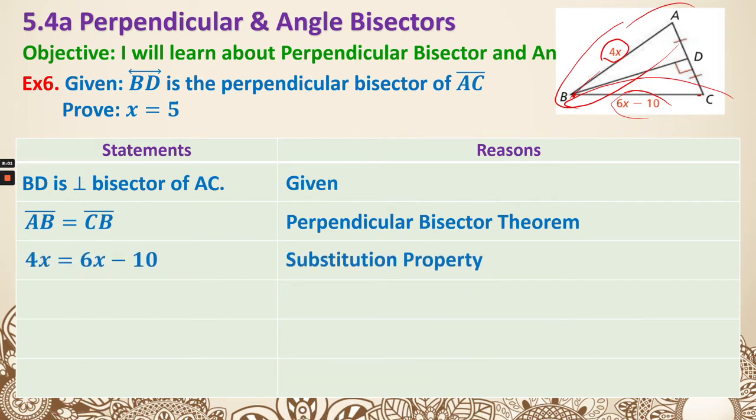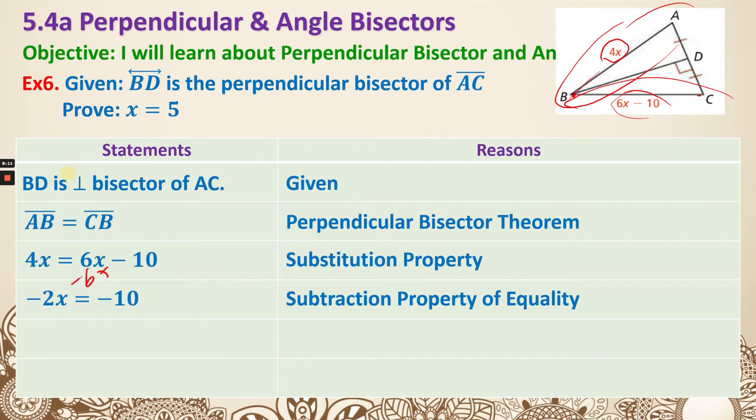Next, we can see AB is being represented with 4x, and BC is being represented as 6x minus 10. So next, we can say 4x equals 6x minus 10, and that is substitution property. We can subtract the 6x from both sides. We got negative 2x equals negative 10, so subtraction property of equality. And last, we just divide both sides by negative 2, and that is division property of equality. That is example 6.